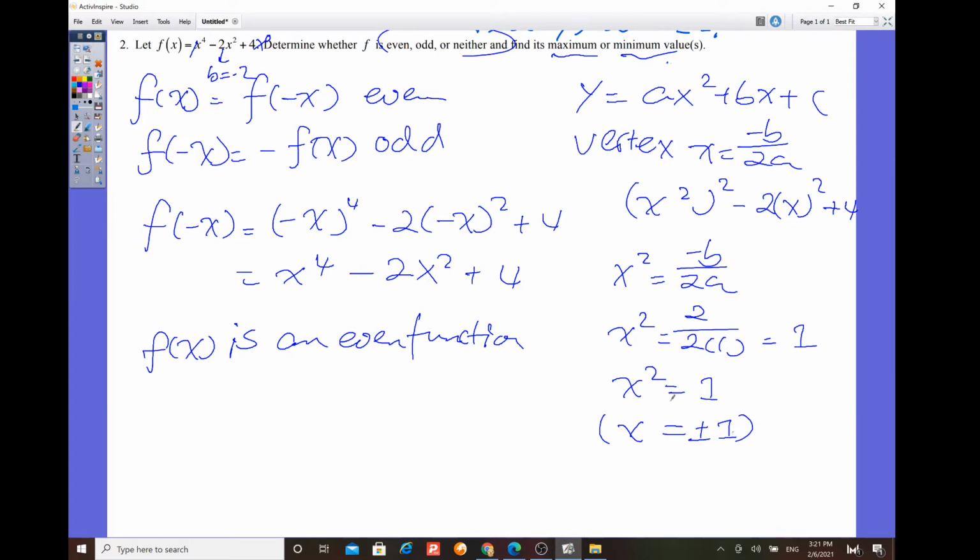Okay, one thing at a time. Start with x equals 1. Let's find out the y value. When x equals 1, y equals 1 to the 4th power minus 2 times 1 quantity squared plus 4.